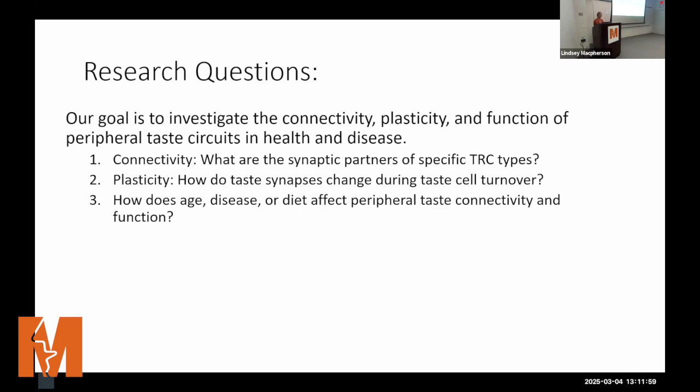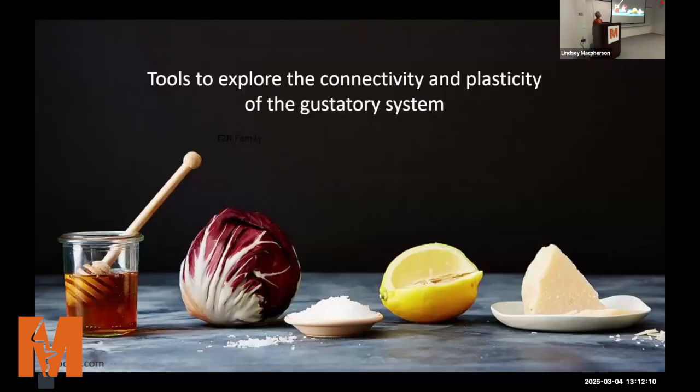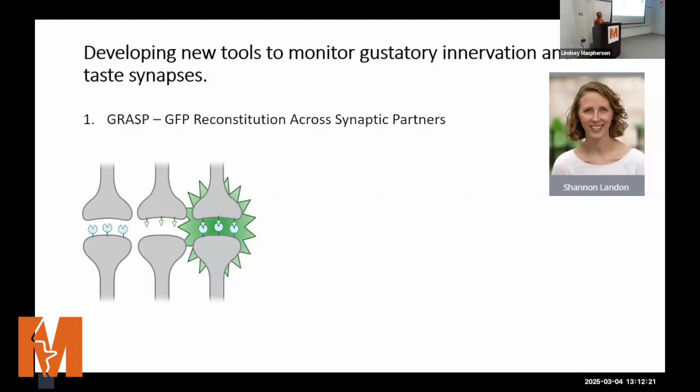And we've only delved into a little tiny bit of each of these, but I wanted to highlight some of those questions that we're looking at and how we're developing tools to get answers to those questions. So we figured we need some extra tools to explore the connectivity and plasticity of the gustatory system. And one of these tools that I've been working on is called GRASP. So this is a project that was spearheaded by Shannon Landon, whose baby was the featured actor in the beginning here. Shannon was a recently graduated student. She's now at WashU in St. Louis pursuing her postdoc.